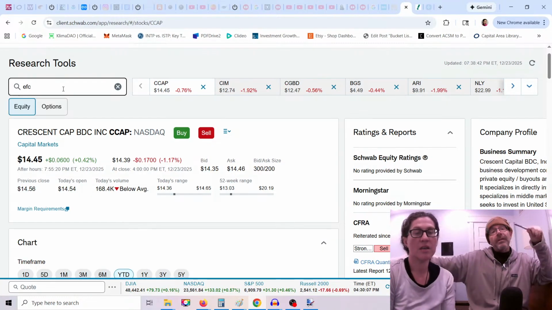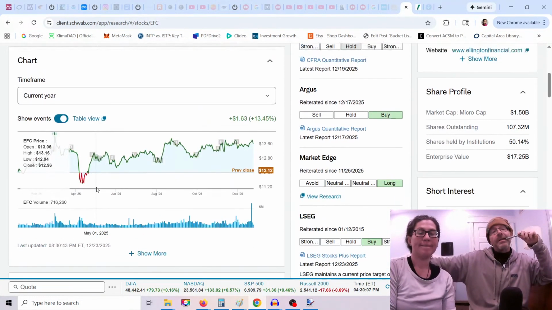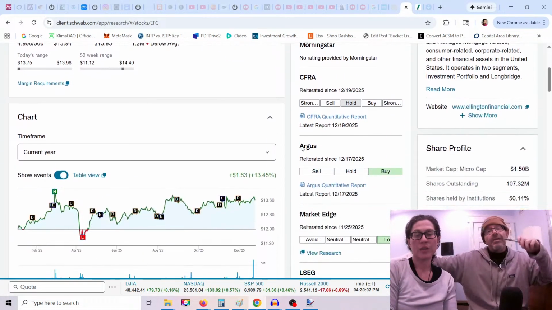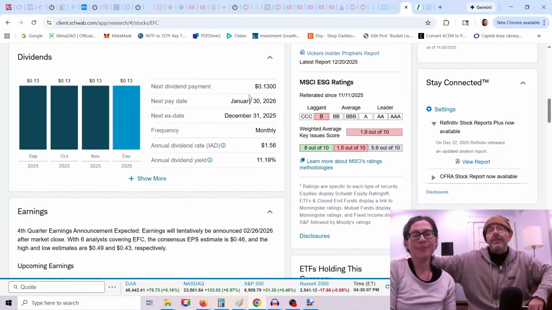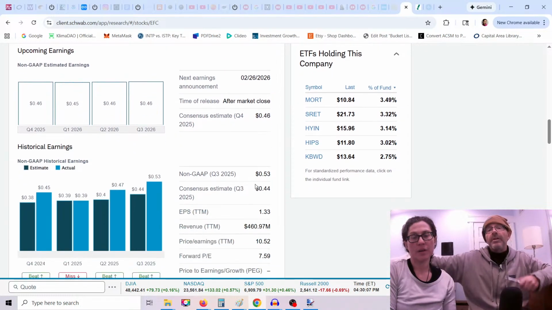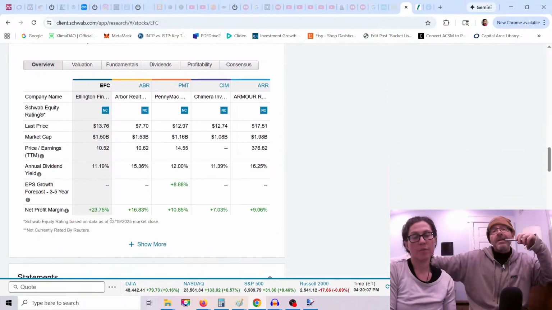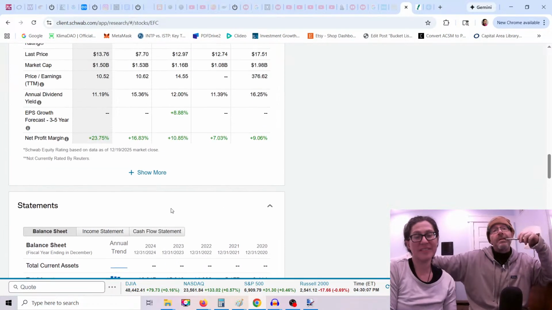EFC. Is this the one I'm thinking of where it trades in a band for the whole year? Kind of. Yeah. This might be a good one. I don't know. We'll see. 13.75. It's an MREIT. 13 cents, so 39. 11%. So covered it by 14 cents because it's 39. Profit margins. Oh yeah, that's a really good one. That one, yeah, go on the list.